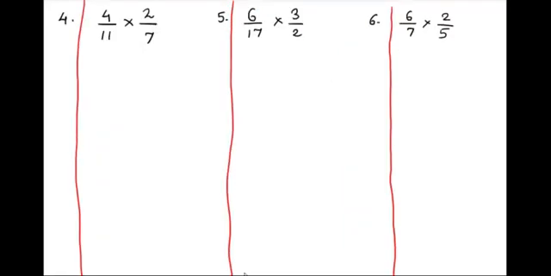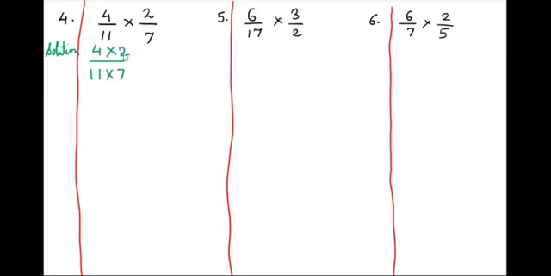Let us now solve the further sums. So question number 4, which I have selected, that is 4 upon 11 multiplied by 2 upon 7. So we will just write down first numerator multiplied by numerator upon denominator multiplied by denominator. So 4 into 2 upon 11 into 7. Now numerators and denominators, if you check any number, it is not divisible by each other.